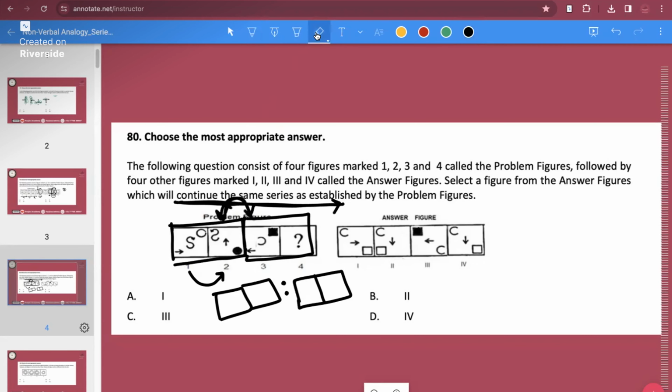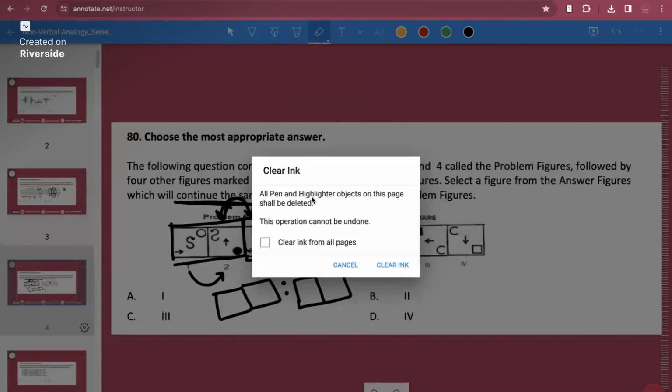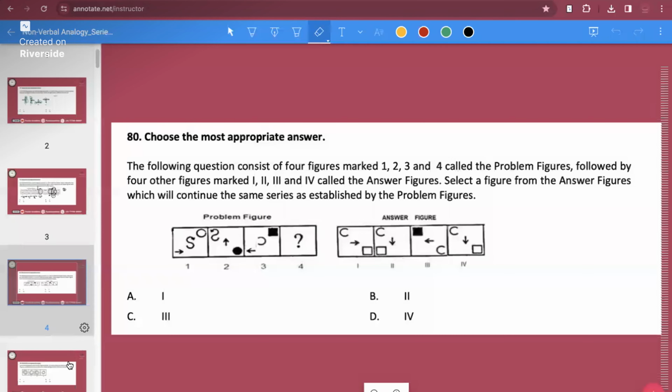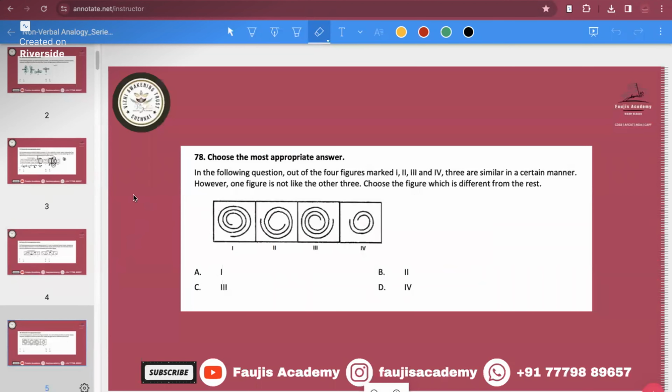Okay, sir. Yeah. In examination, whichever way is easy for you, choose that. We are studying over here. Okay, so that's the case.